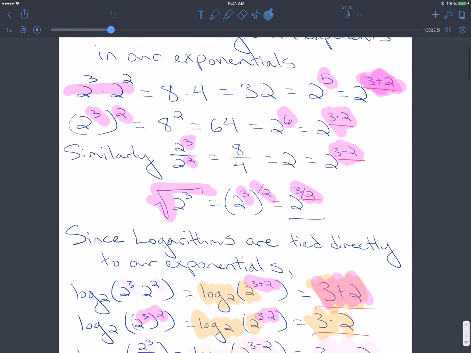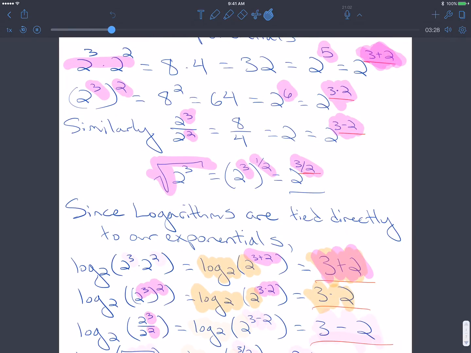This extends again, right? Division behaves much like multiplication did up here. We end up with a 3 minus 2 instead of 3 plus 2. And so you end up with subtraction, or the difference between those exponents in your logarithm result over here. So, and it's for the same reason. This cancels with this, and I'm left just with my exponent.